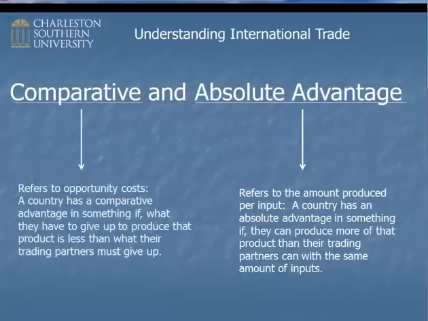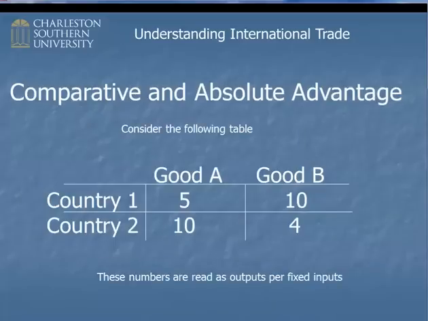Then comparative advantage is a completely different thing. Comparative advantage refers to opportunity cost, and this is the one that's kind of hard. A country has a comparative advantage in something if what they have to give up to produce that product is less than what their trading partners have to give up. So again, if you don't like my definitions, you can Google them and maybe you'll find something you like a little better. But I think it'll become obvious when we get down to this exercise that's going to come up in a minute. So consider the following table.